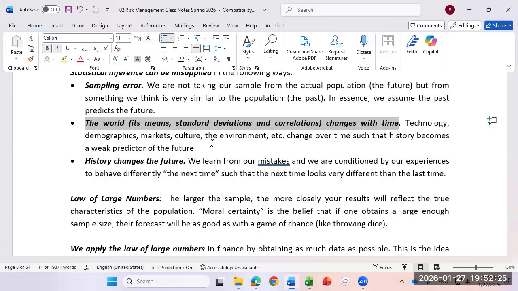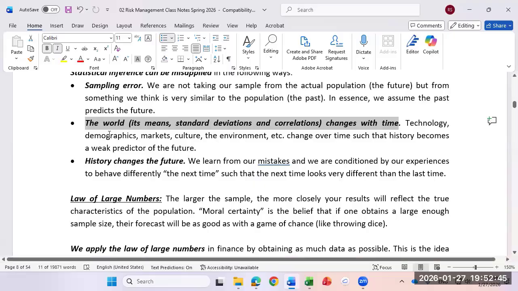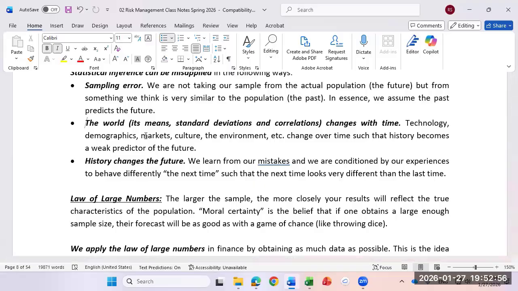I'm looking forward to the day where AI is structuring portfolios and competing with AI, and AI is trying to figure out what AI is going to do. How does AI perform when it's competing against itself? And we're just sitting back there, hoping they know what they're doing. So the world is changing. Demographics are changing, markets are changing, cultures, environments, everything is changing. So it's possible when we're sampling the history that the distribution doesn't make any sense.